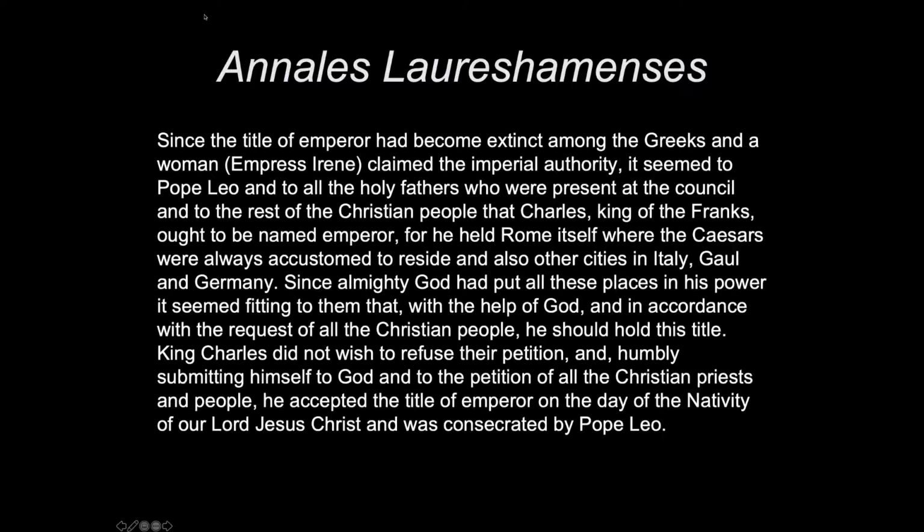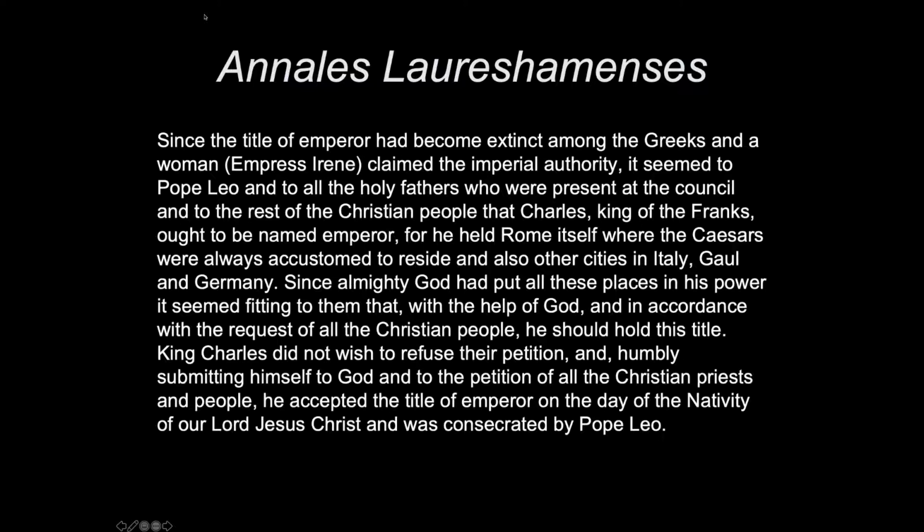He says, since the title of emperor had become extinct among the Greeks, and a woman, Empress Irene, claimed imperial authority, it seemed to Pope Leo and all of the Holy Fathers who were present at the council and to the rest of the Christian people that Charles, the king of the Franks, ought to be named emperor, for he held Rome itself, where the Caesars were always accustomed to reside, and also other cities in Italy, Gaul, and Germany.